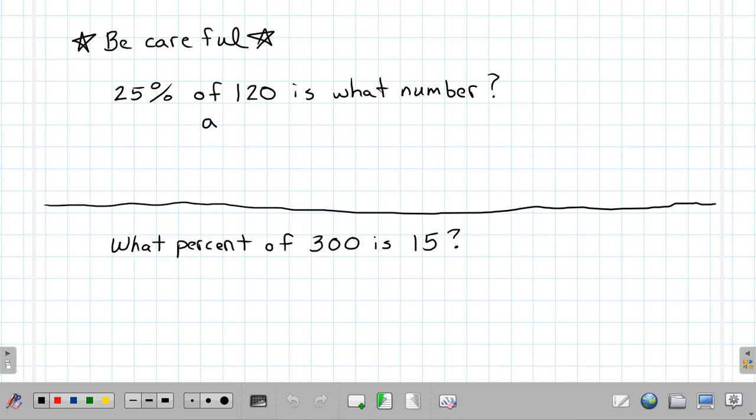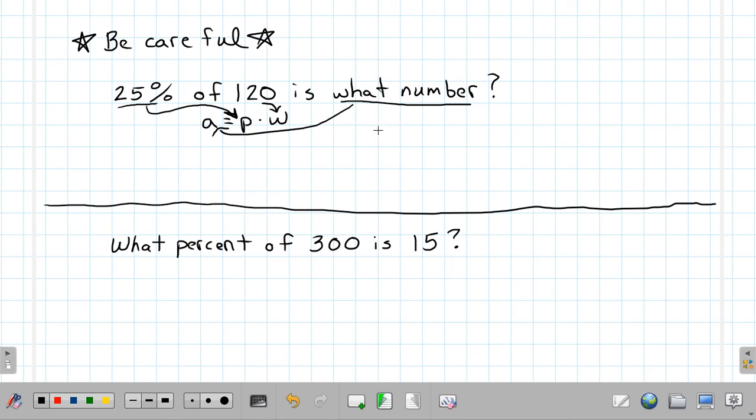Well, once again, we start off with our equation, but here we have to be careful. Once again, 25%, since that's the percentage, that's going to be P, of 120. Well, once again, whatever's after "of" has to be the whole. Even though the word is here, and 120 is, we have to really look at it. 25% of 120 means the percentage of the whole is what number. So this "what number" is actually going to be our A.